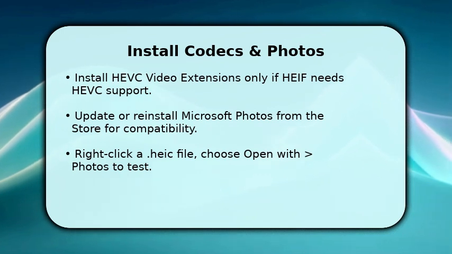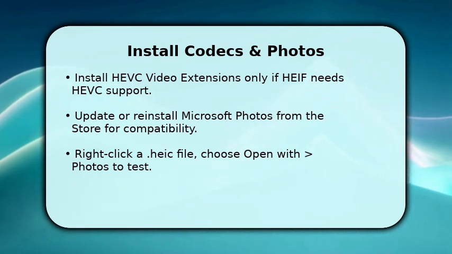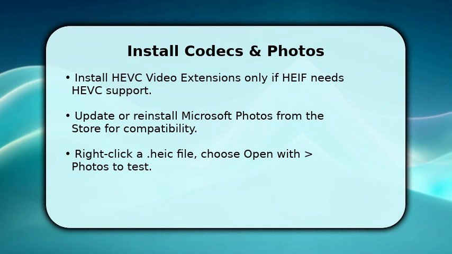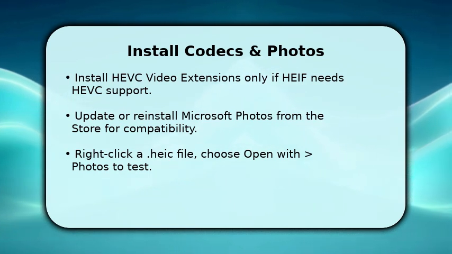Then navigate to a HEIC file, right-click and select Open with Photos to verify it displays. If the image opens, the system-level codecs and app handlers are working together. If not, proceed to the next step to resolve associations and permissions.